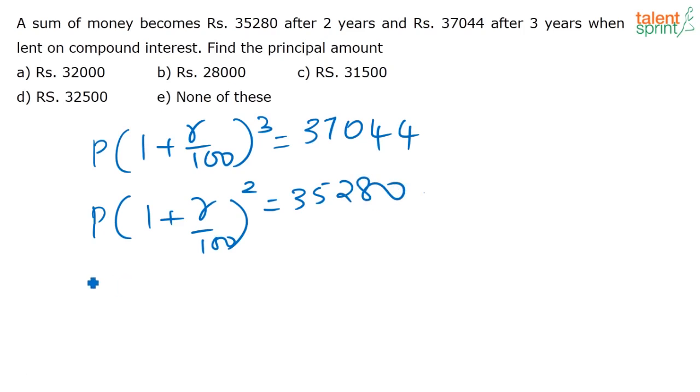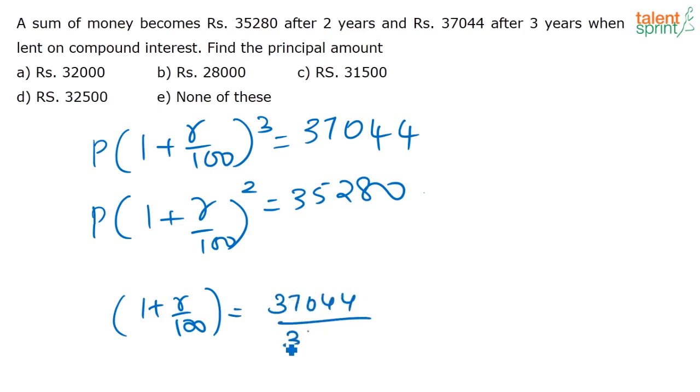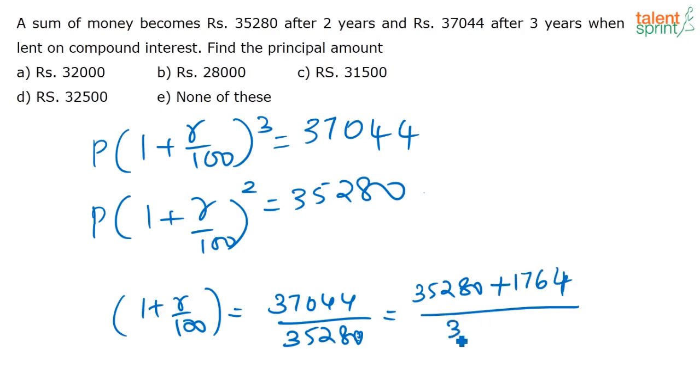See, how I approached the question was like this. I divided both the equations, found the value of R and then went to find the value of P. So, if I divide both the equations, what do we get? We get 1 plus R by 100, correct? 1 plus R by 100 is what? You get it as 37044 by 35280, correct? Now, this calculation is a bit tough. So, what I did here was I split this top term 37044 and wrote it as 35280 plus 1764, divided by 35280.